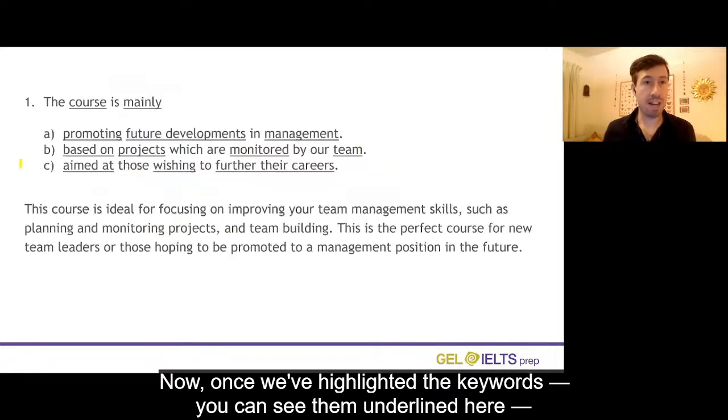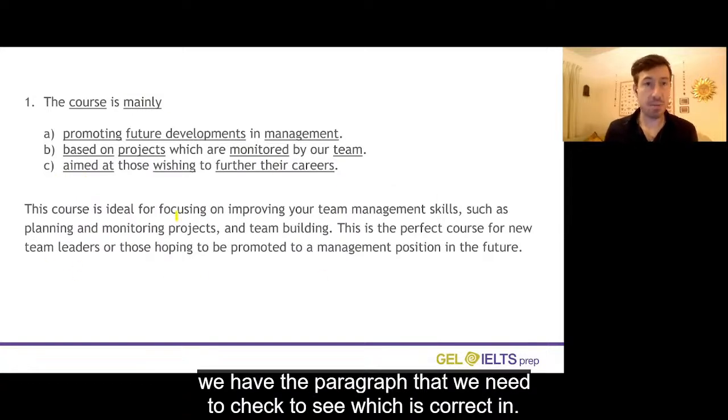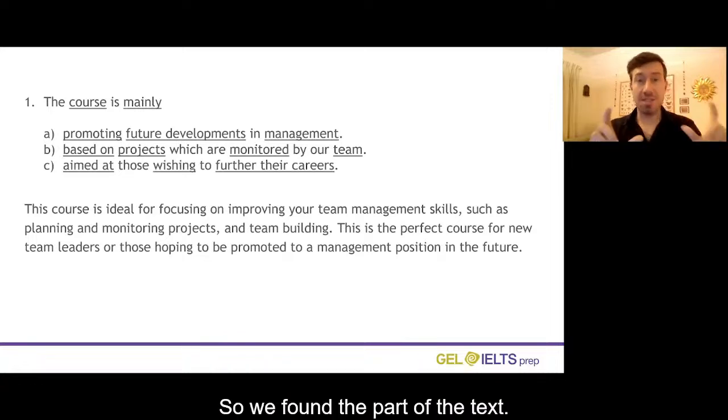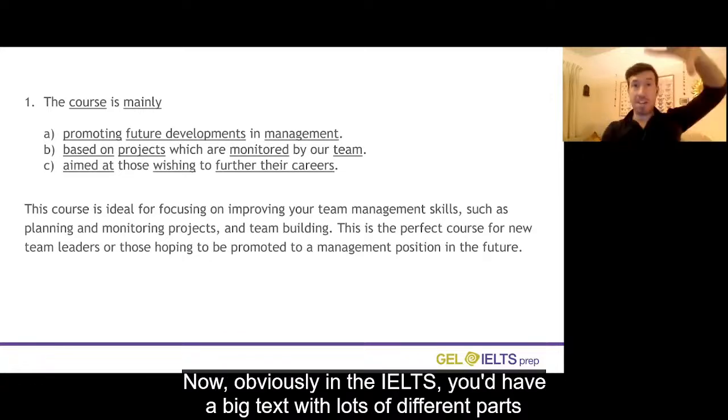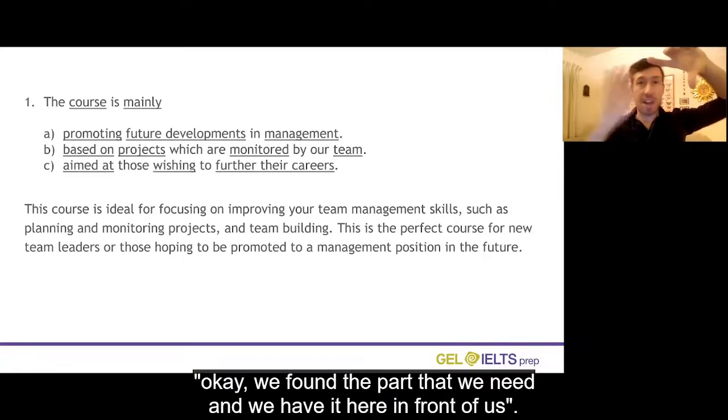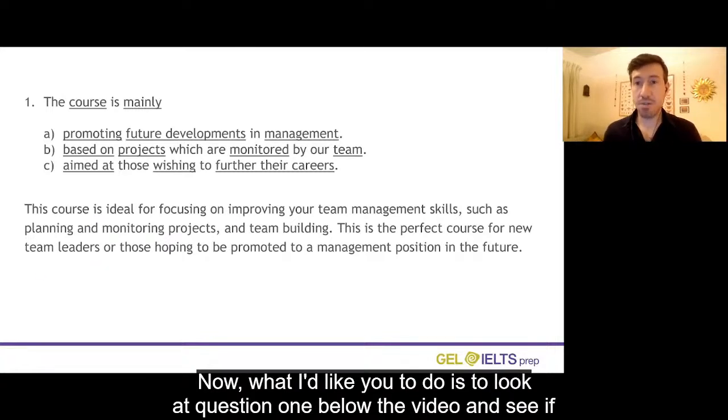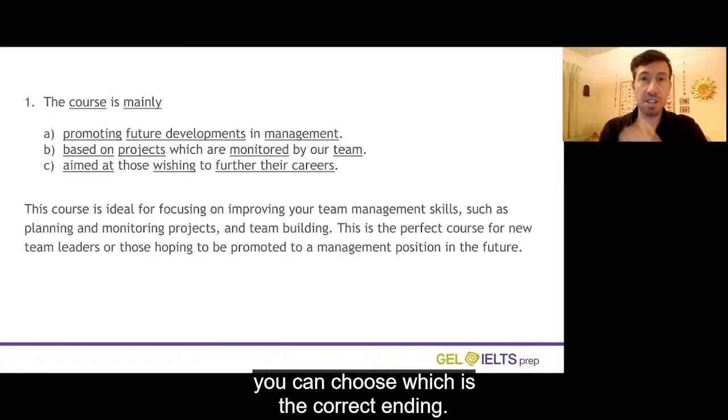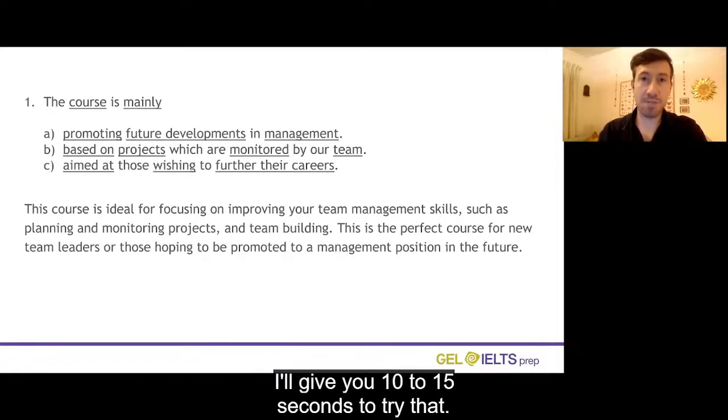Now, once we've highlighted the keywords, you can see them underlined here. We have the paragraph that we need to check to see which is correct in. So we found the part of the text. Now, obviously, in the IELTS, you'd have a big text with lots of different parts. So we're imagining, okay, we found the part that we need and we have it here in front of us. Now, what I'd like you to do is to look at question 1 below the video and see if you can choose which is the correct ending. I'll give you 10 to 15 seconds to try that.